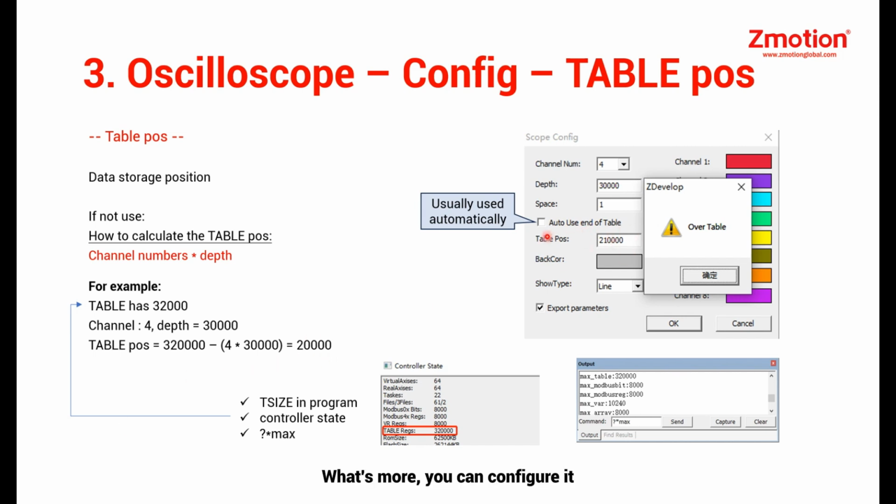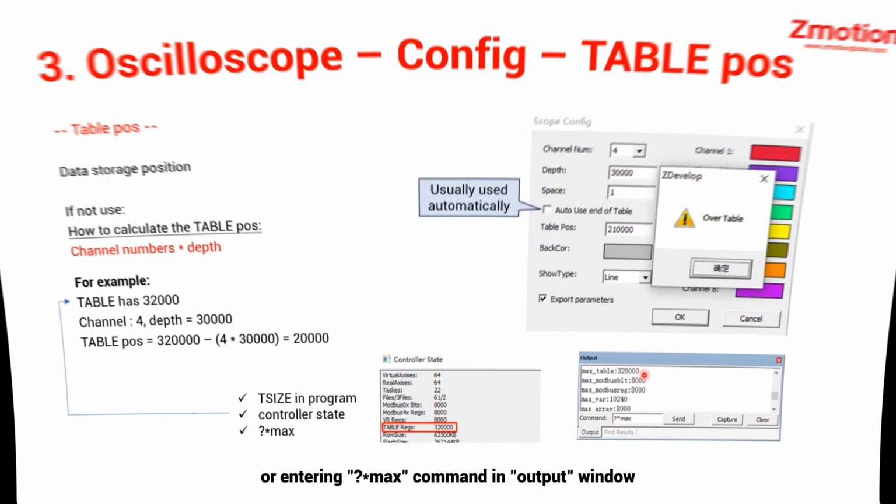What's more, you can configure it, but don't repeat the space used in programs. That is, if the channel number and depth are the same as above, the table position can't be more than 20,000. Otherwise, it will report an error. For controller table space, you can view it through the T-size command, or in the controller state window, or by entering the *max command in the output window.